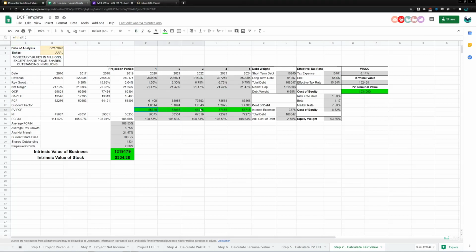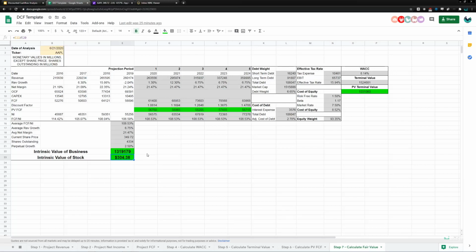we now sum all of the present value of free cash flow up and then add to it the present value of the terminal value of the company. And then it's as simple as dividing by shares outstanding. That gives us an intrinsic value of the business today of approximately 1.31 trillion, right? Am I reading that right? 1.31, yes, 1.32 trillion roughly. And we're going to divide that by the 4.334 billion shares outstanding in order to arrive at the intrinsic value of the stock, which is $304.38.